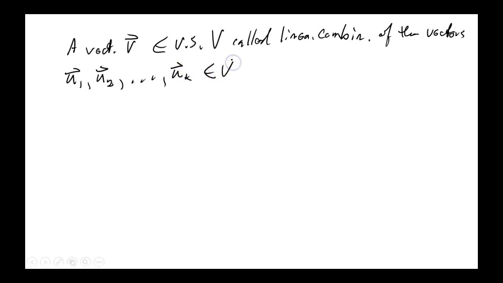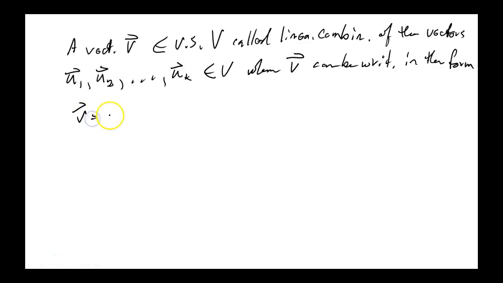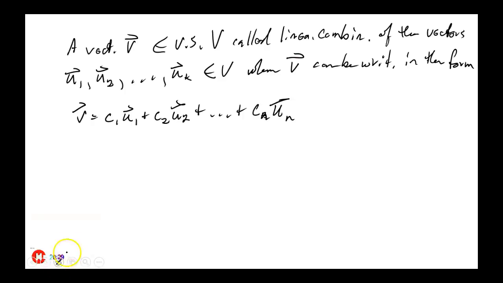Same vector space, when the vector that we're studying here can be written in the form v is equal to some linear combination c1 times u1 plus c2 times u2 plus dot dot dot plus ck times u sub k. You have to figure out what the counter du jour is. c sub k, u sub k. Okay.